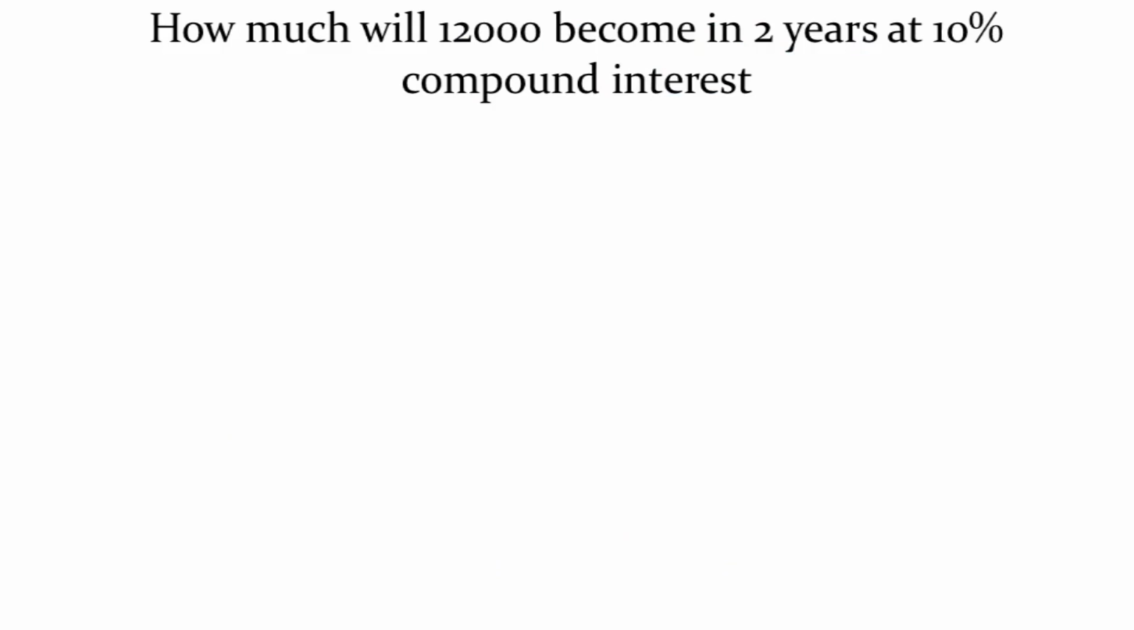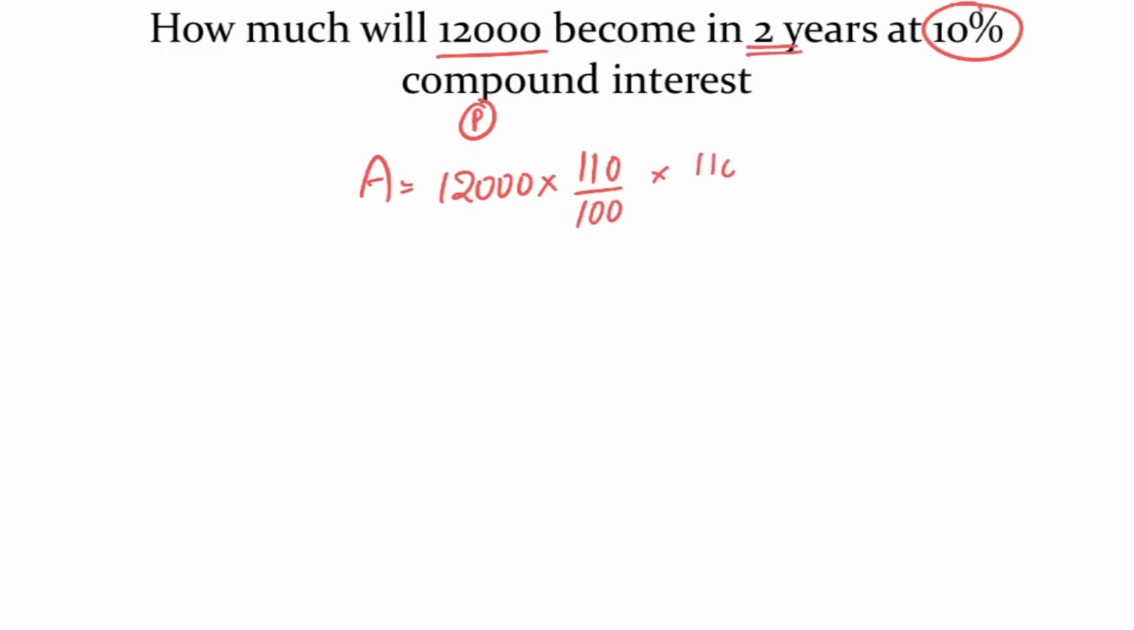How much will 12,000 become in 2 years at 10% compound interest? Amount is required. Amount is equal to principal; 12,000 rupees are borrowed and we are getting interest. How much percent interest? 10% interest. If interest is 10%, we multiply with 110 by 100. As the duration is 2 years, multiply 2 times. Apply increment 2 times. No need to remember any formula. Just remember this point: on principal, we are applying increments.